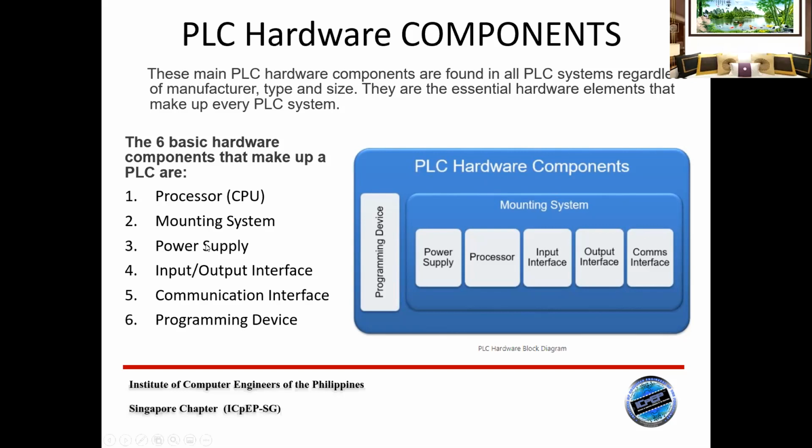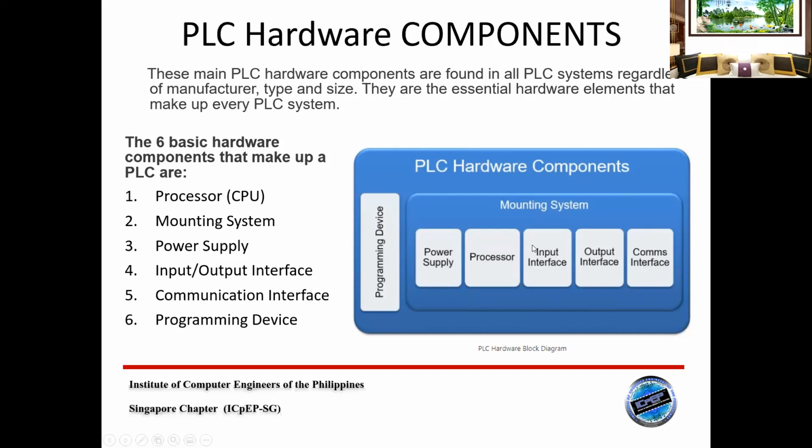So number three is the power supply. The main purpose of the power supply is to convert the available power supply voltage into a voltage that is usable by the PLC processor and other PLC modules. So you need to have the power supply so that you can power all the modules connected to your mounting system.